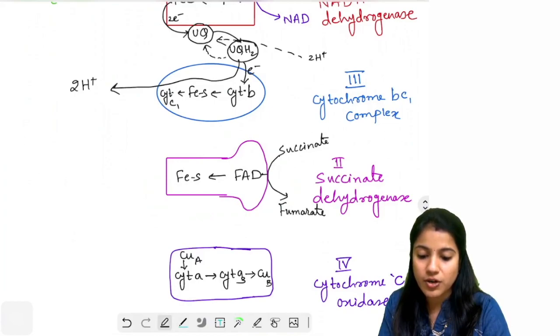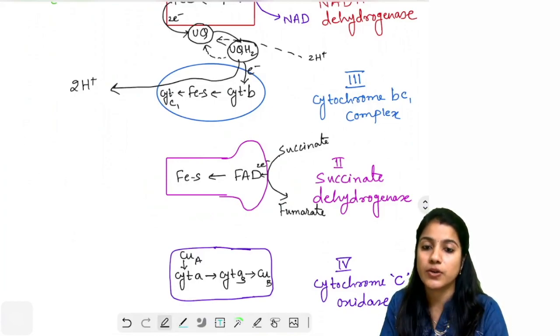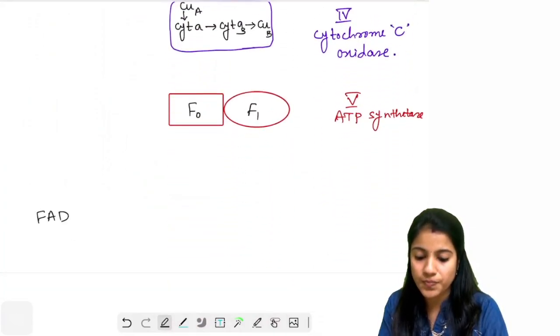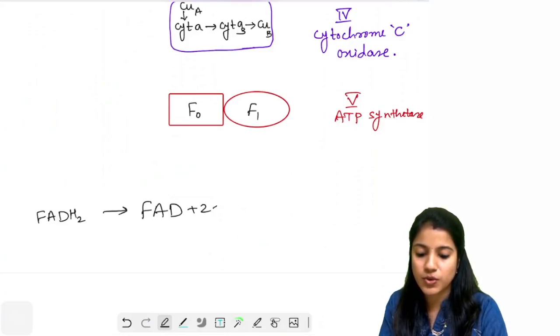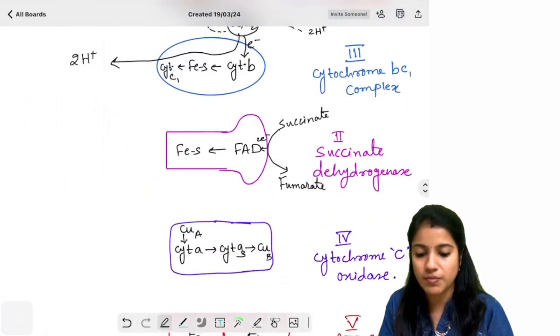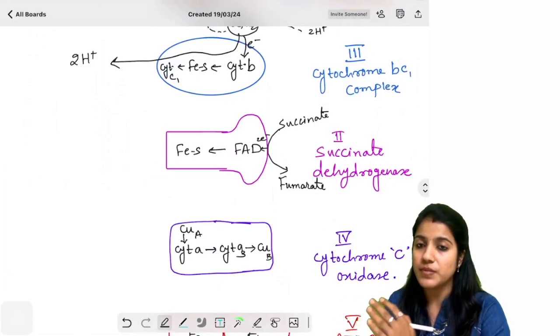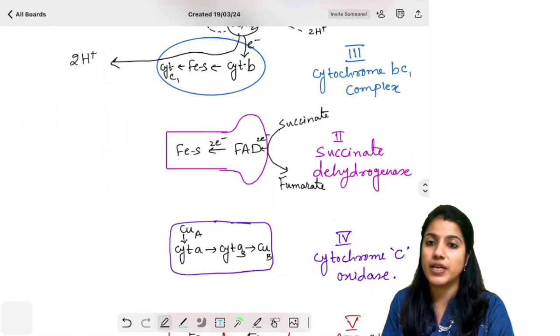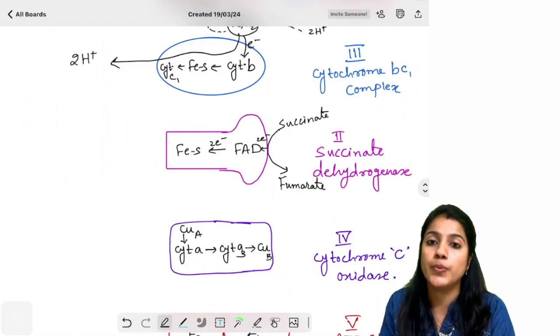See, FAD we got here. So electron will be transported. We know that 2 electrons. See, like NADH2, we got FADH2. FADH2 will get converted into FAD plus 2 electrons plus 2 protons. So 2 electrons will transport through electron transport system. That means FAD will accept 2 electrons. It will transport 2 electrons to the FeS, right? Iron sulfur molecule.